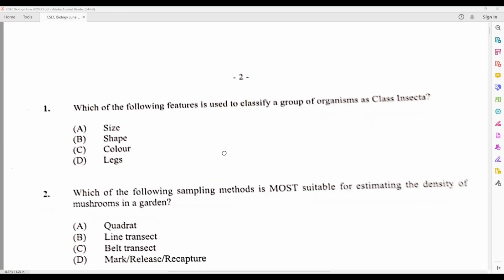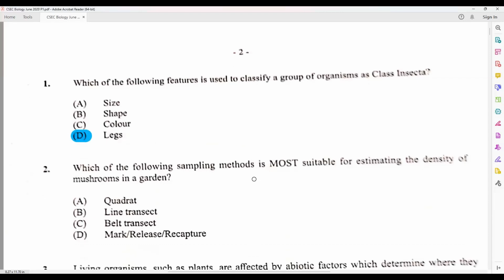So let's jump in to question 1. Which of the following features is used to classify a group of organisms as class Insecta? And we have size, shape, color, legs. And we know that insects come in various sizes, shapes, colors, but their legs, all insects have 6 legs or 3 pairs of legs. So D being the answer.